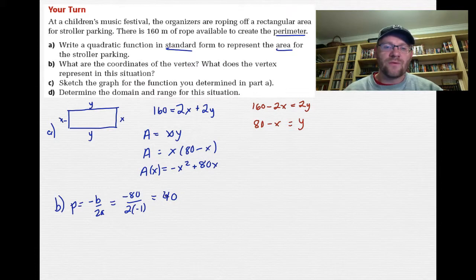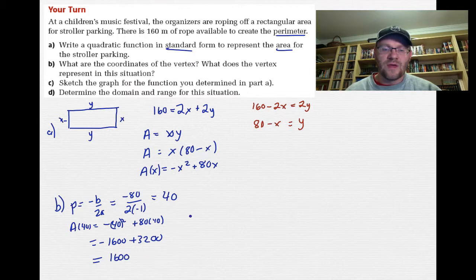So if p is 40, then I can find out what the other variable is by substituting that into my original equation. My original equation says that if I plug in a 40, I get negative 40 squared plus 80 times 40. Negative 40 squared is negative 1600 plus 3200, and that means that my area is 1600. So my vertex is at (40, 1600).